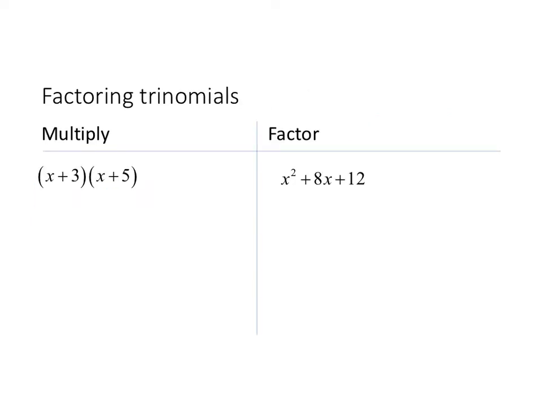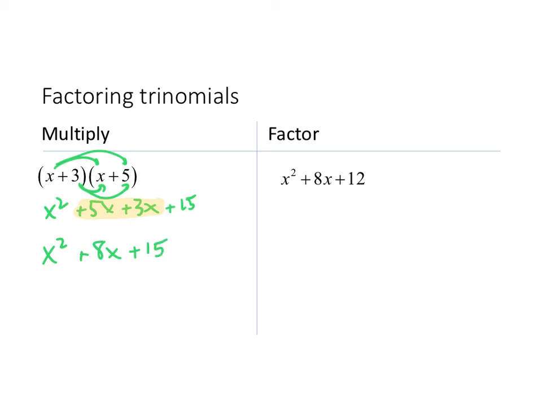Let's factor trinomials. But to do that, I want to look at the direction where we multiply, because factoring is pretty much unmultiplying. So let's use FOIL: x squared, 5x, 3x, 15. The reason I'm showing you this is it shows what's happening: when you FOIL out, the O and the I can usually be combined. So we have x squared plus 8x plus 15.